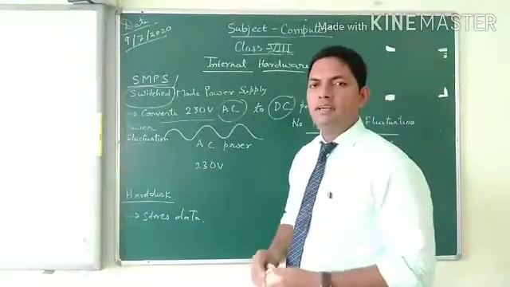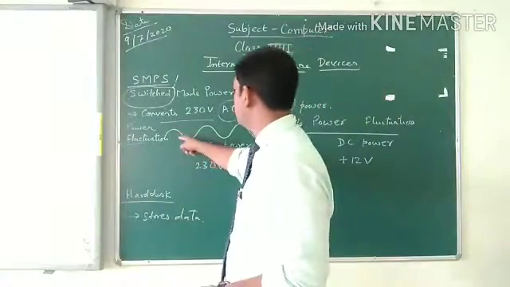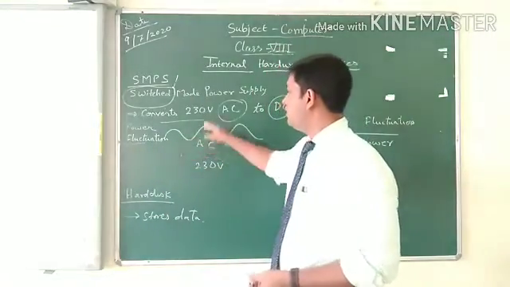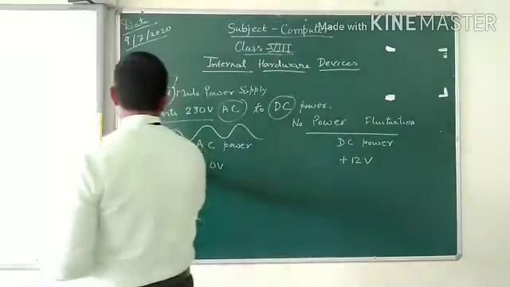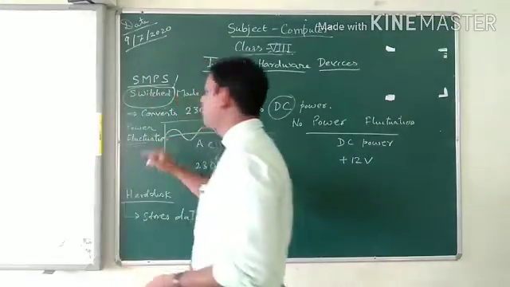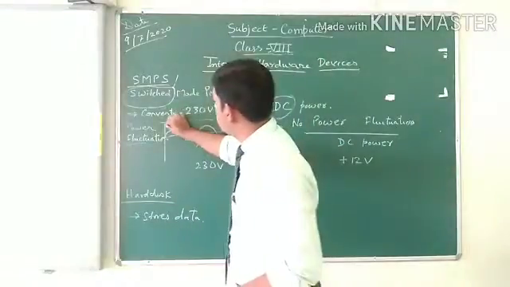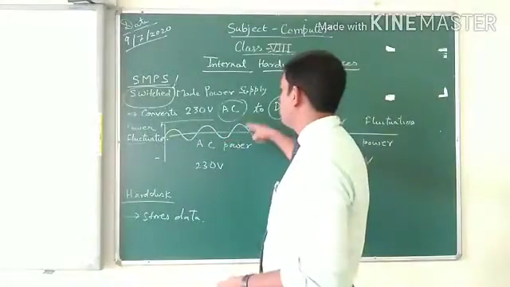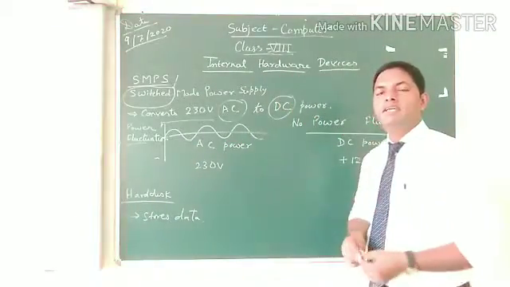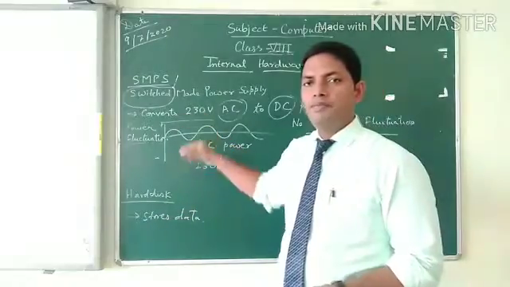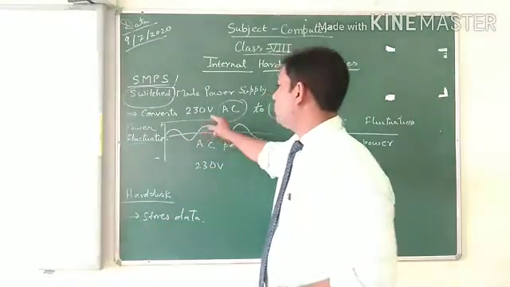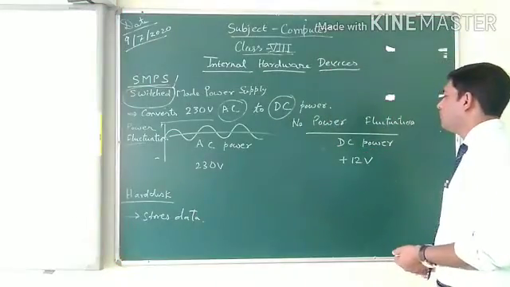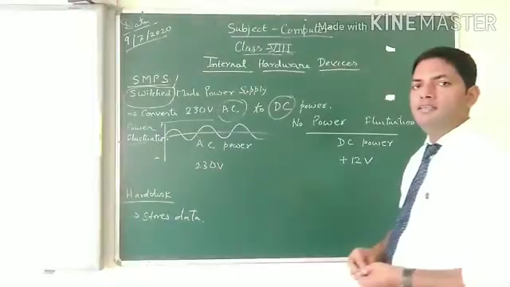AC means alternating current. Alternating current is defined like this. It is defined by a sinusoidal wave. A sinusoidal wave represents a positive part here and a negative part here, which is said to be alternating current. It means sometimes it is positive, sometimes it is negative. What about DC, that is direct current?